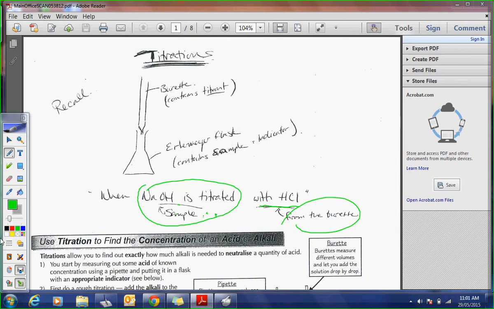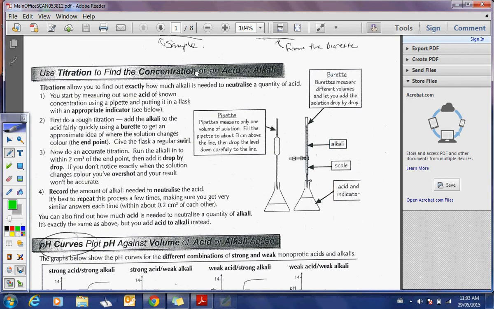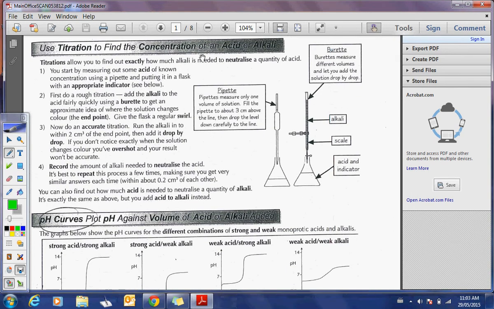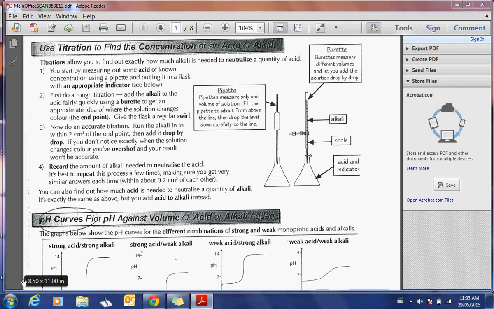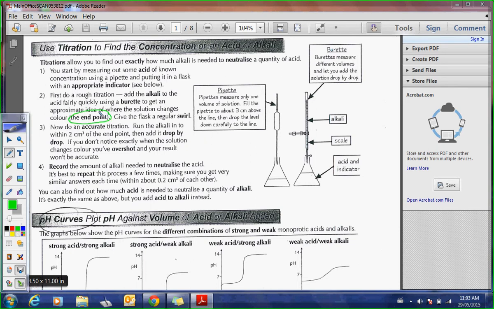And then I've put down here, this should be review. Titration allows you to find out exactly how much alkali, this is from a British book, so alkali as a base, is needed to neutralize the quantity of acid. You start by putting some acid of a known concentration using a pipette, and so on. You can read that on your own. Some important words would be end point. End point is where it ends. That's where you end your titration, where you stop it, where the color change is perfect.